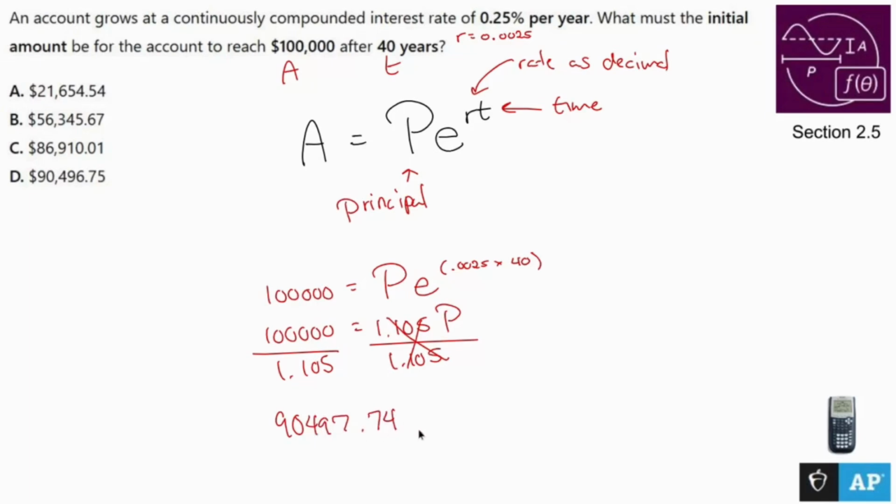And that number ended up being 9497.74. So with a little bit of rounding, we're off by a penny. That's what happens when you do some rounding. But yeah, that's the number we got for the principal. So not pretty, but that's how it's done.